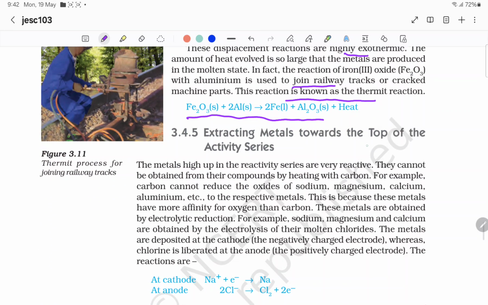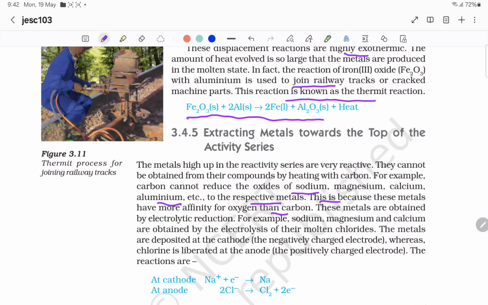Extracting metals towards the top of the activity series. The metals high up in the reactivity series are very reactive. They cannot be obtained from their compounds by heating with carbon. For example, carbon cannot reduce the oxides of sodium, magnesium, calcium, and aluminum to the respective metals. This is because these metals have more affinity for oxygen than carbon.